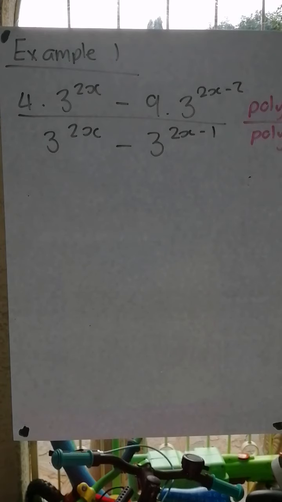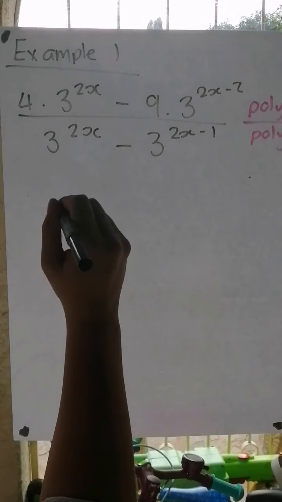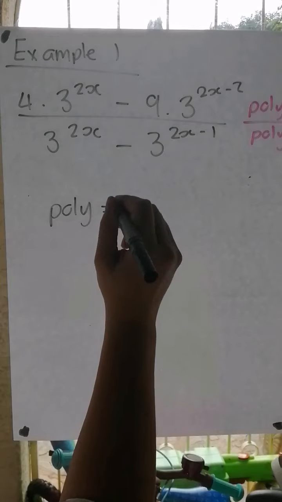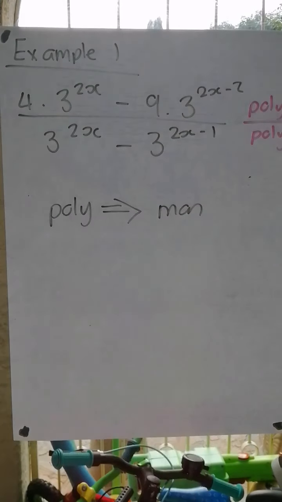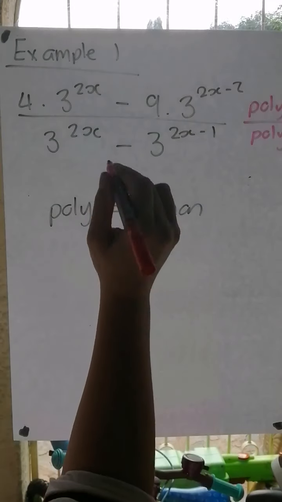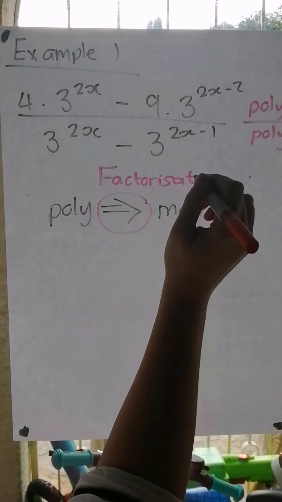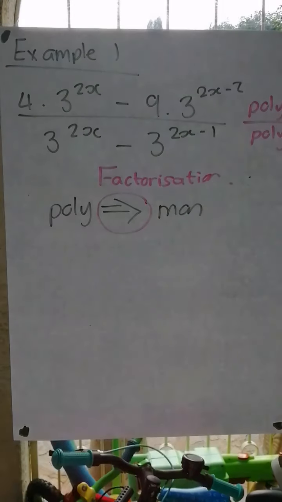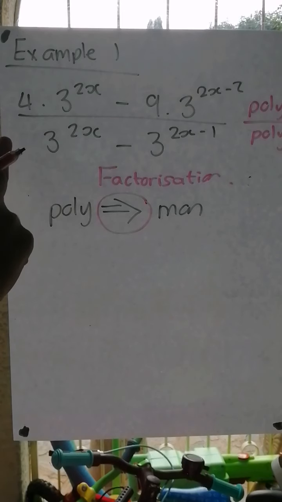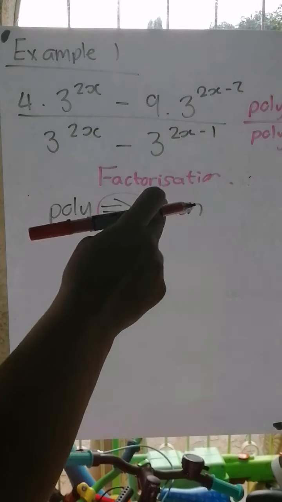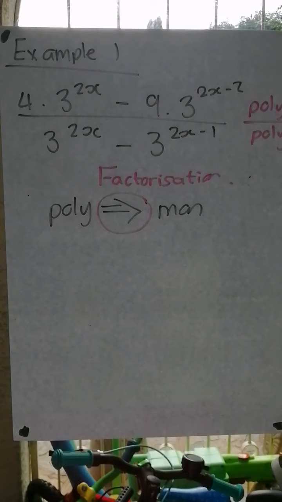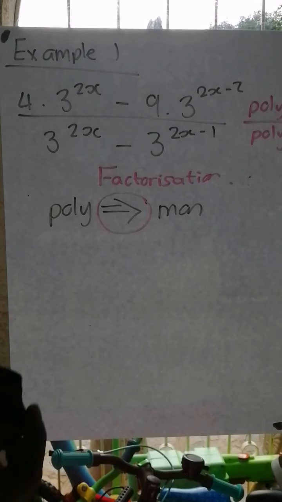When we did factorizing, what did we say? How do we move from a polynomial to a monomial? What is this process called? This process is called factorization. Okay, so I have to make the numerator and the denominator into a monomial through using factorization. But I'm still going to use ideas that we used yesterday to do this. So let's look at example 1.